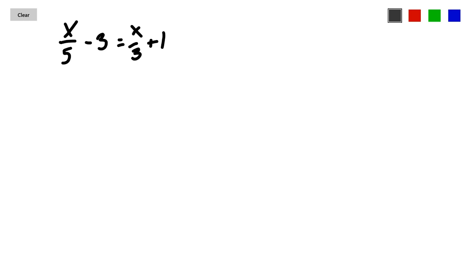So what I'm really saying here is x divided by 5, which is the same as 1/5 times x minus 3. And then this is 1/3 times x plus 1. So now all of a sudden it's just a linear equation with fraction coefficients. So it's going to work exactly the same way.